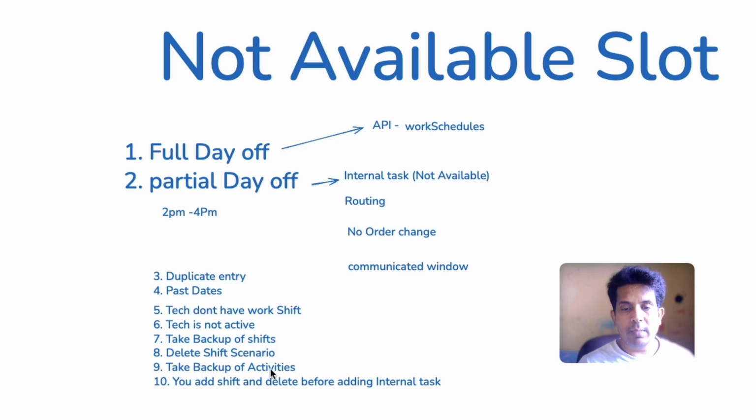The next point is take backup of activities. When you create an internal task for partial day off, store the activity ID in an Excel sheet or a CSV, so that if there is any problem, you can simply delete those activities from the environment.